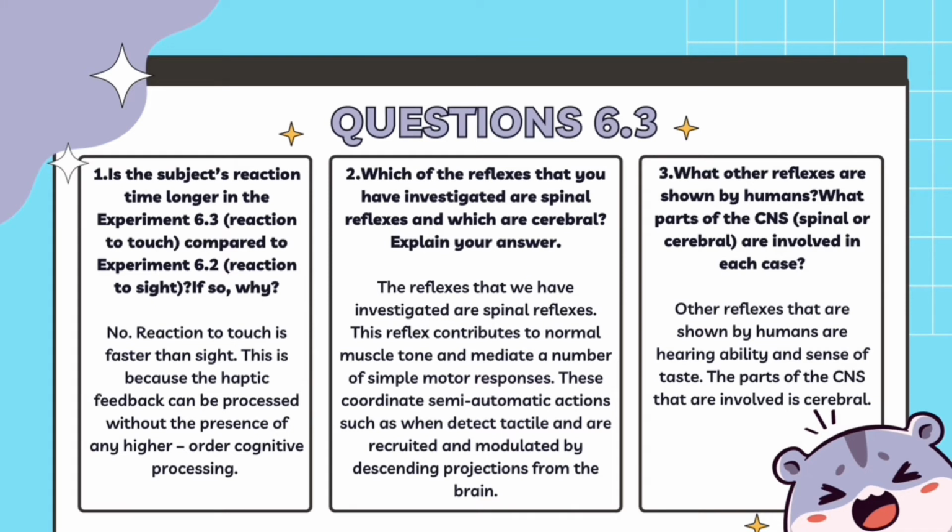The third question, what other reflexes are shown by humans? What parts of the CNS, spinal or cerebral, are involved in each case? The answer is, other reflexes that are shown by humans are hearing ability and sense of taste. The part of the CNS that is involved is cerebral.